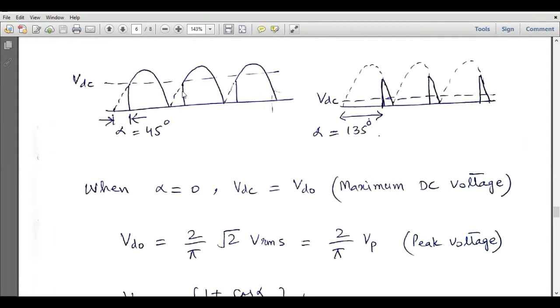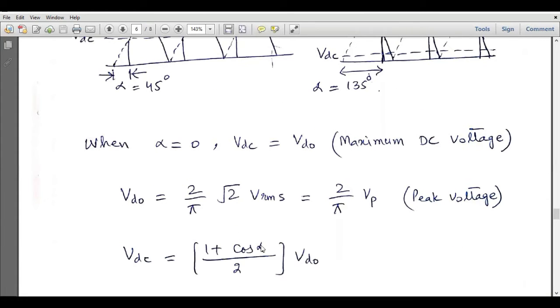For the case of resistive load, we have developed some mathematical expressions to calculate the mean value of the output voltage or DC value. So when the angle alpha is equal to 0, then VDC is equal to VD naught, and VD naught is the maximum DC voltage when the angle alpha is equal to 0. And we all know that for half wave rectifiers, VD naught is equal to V peak over pi, and for full wave rectifier VD naught is equal to 2 V peak over pi. And this can also be represented by 2 over pi into square root 2 into VRMS.